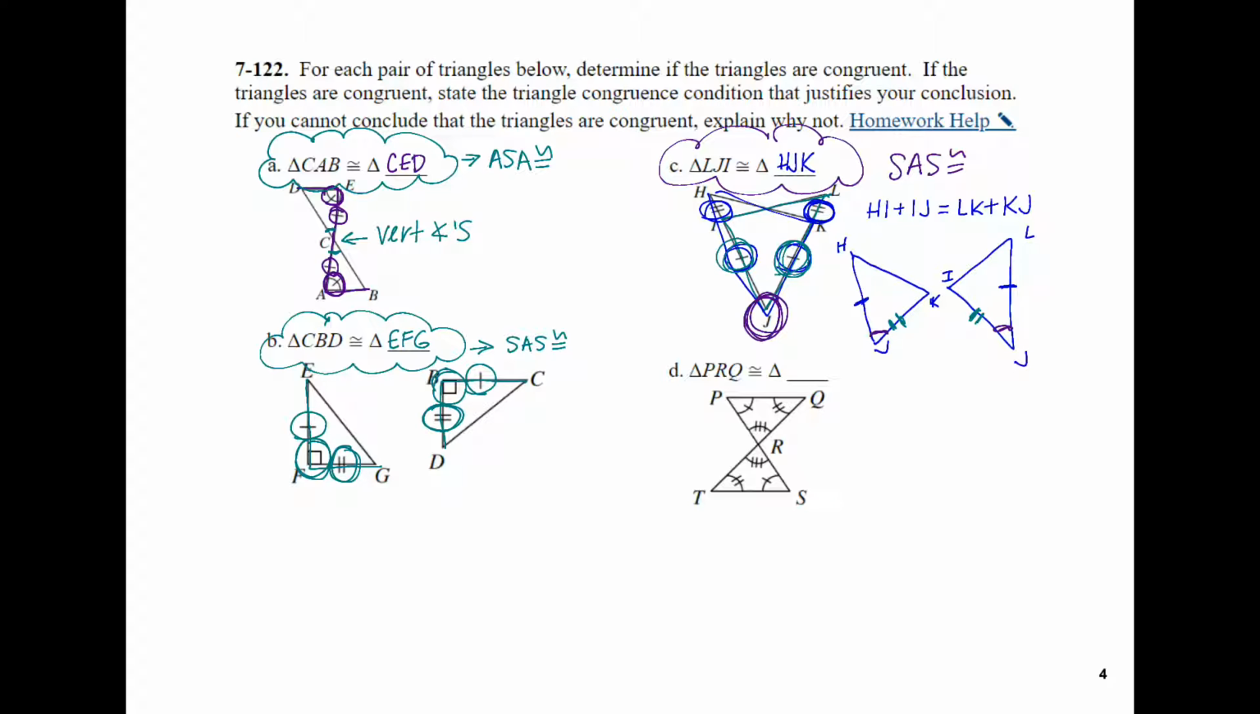Looking at question D, triangle PRQ looks to be congruent to triangle SRT, but looking at these two, we have three angles that are congruent, but that does not tell us. Angles in a triangle congruent is not enough proof to say that two triangles actually are congruent. So D would be, we do not have enough information to determine congruency.